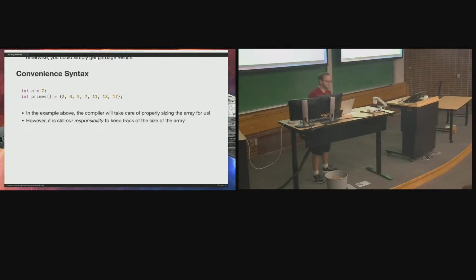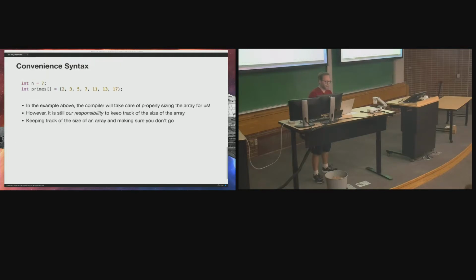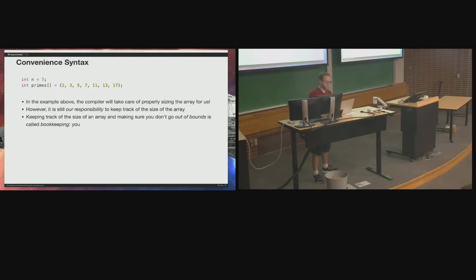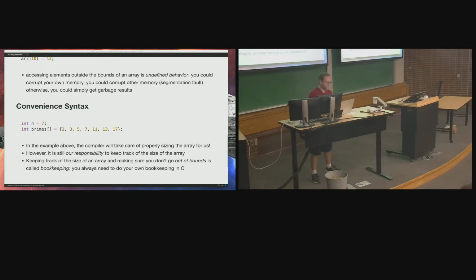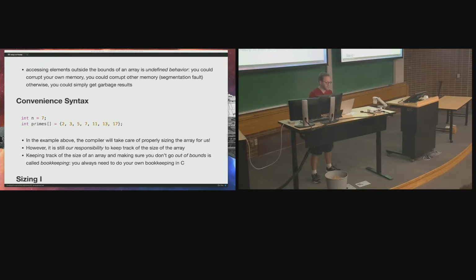You'll always need to do your own bookkeeping. Keeping track of the size of an array and making sure you don't go out of bounds is called bookkeeping. All right? You always need to do your own bookkeeping. If you don't, then you will eventually have corrupted memory or, hopefully, a segmentation fault. So, now that we know we have to keep our own bookkeeping, how do we keep track of the sizing and iterating over an array?